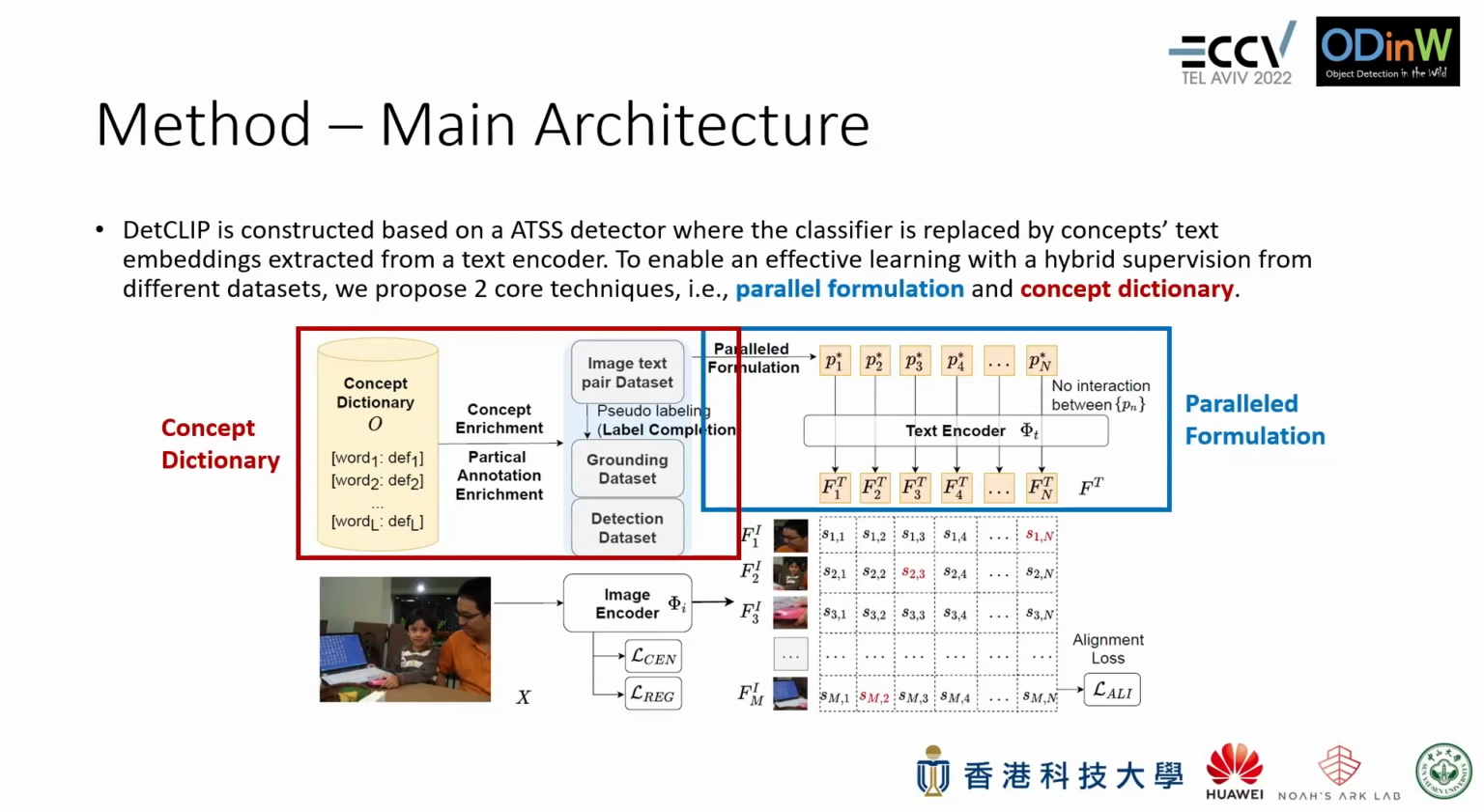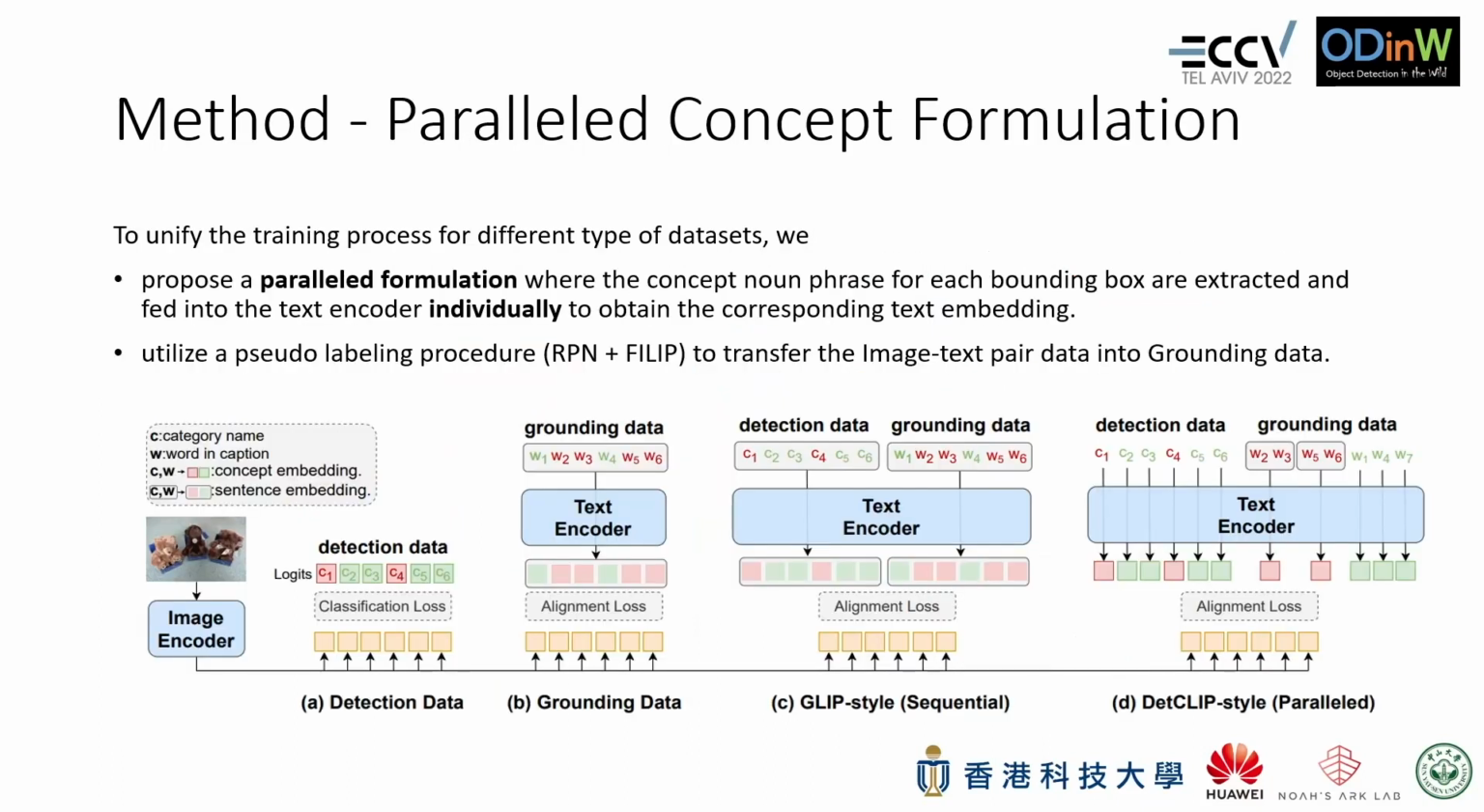To unify the training process for different types of datasets, we propose a paralleled formulation where the concept noun phrase for each bounding box is extracted and fed into the text encoder individually to obtain the corresponding text embedding. Note that we utilize a pseudo-labeling procedure to transfer the image-text pair data into grounding data.